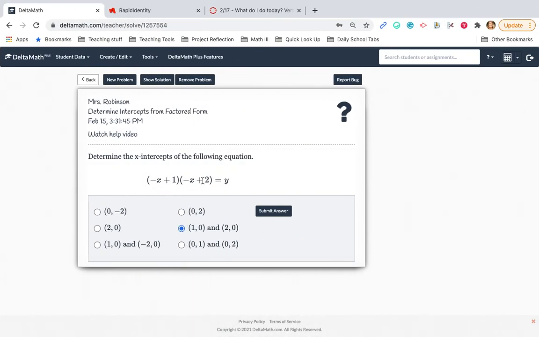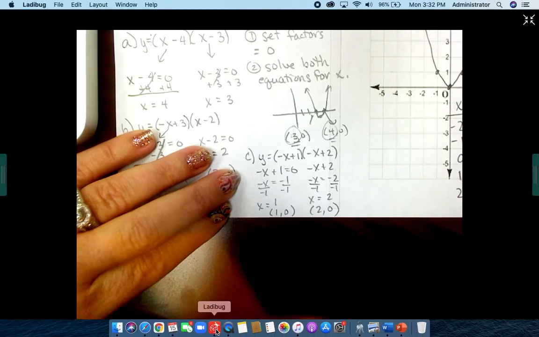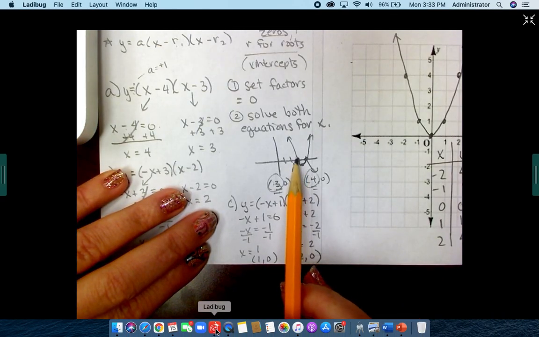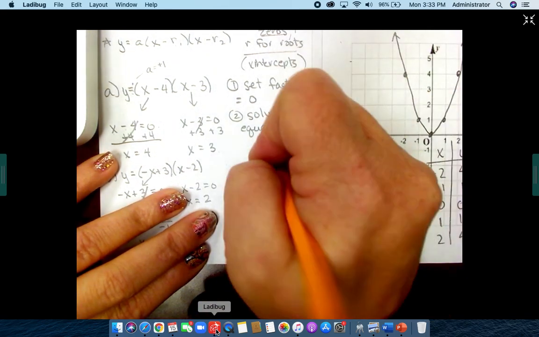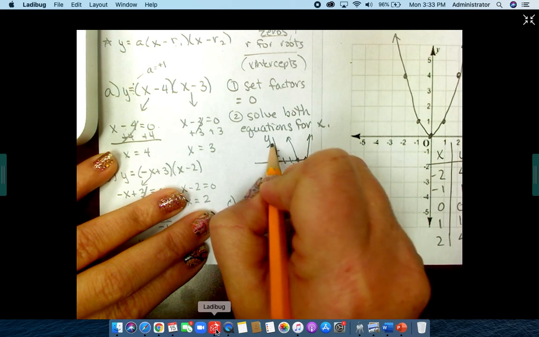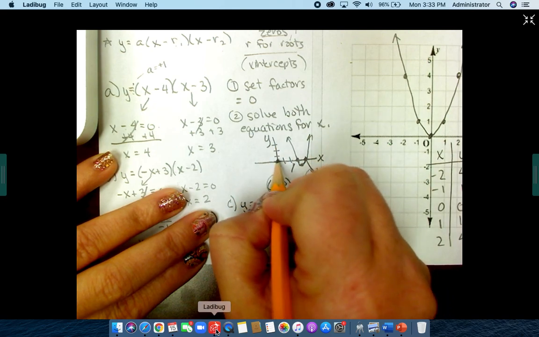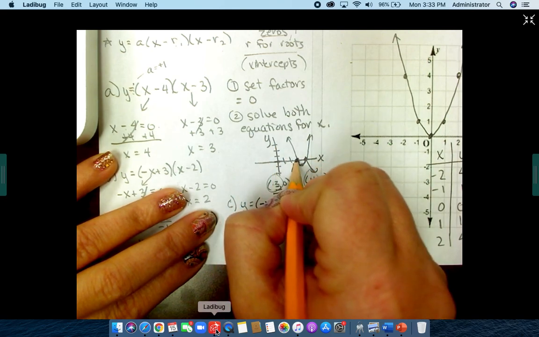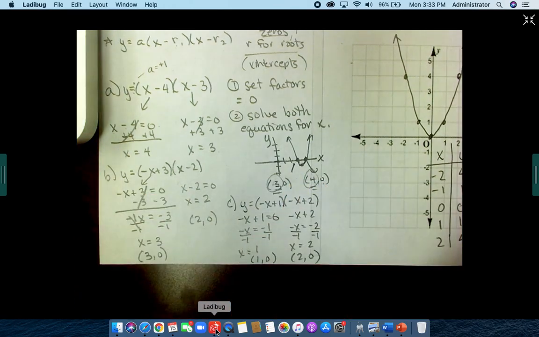Remember that when you solve again for x, your x coordinate in these ordered pairs should be the x values, not the y. Y will always be 0. And why is that? Because everywhere a graph hits the x-axis, y is 0. Remember, this is y: 0, 1, 2, 3, etc., negative 1, negative 2. Right here, my y is 0. So that's why my y coordinate always has to be 0.